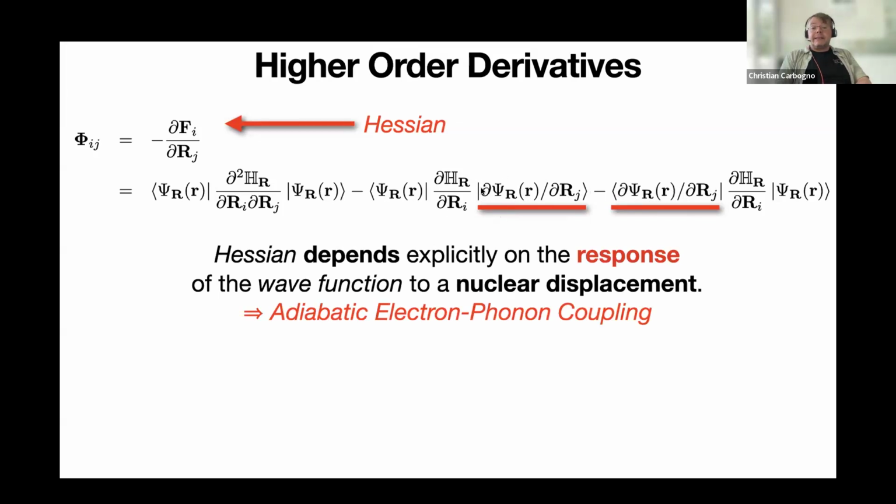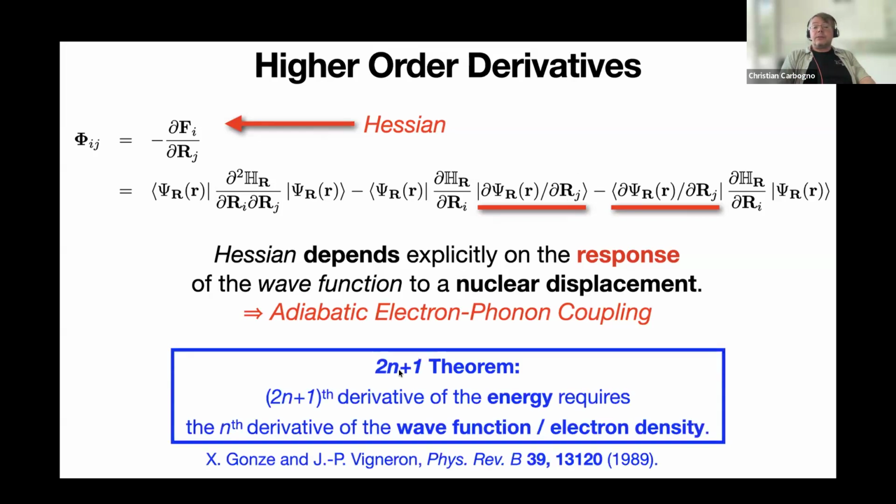And we have to explicitly calculate the derivative of the wave function. This is called the response of the wave function to a nuclear displacement. It is also called electron-phonon coupling. And you can play this kind of derivation in a more general fashion, and then you arrive at the so-called 2n+1 theorem, and that tells you that if you want the 2n+1 derivative of the energy, you need to calculate the nth derivative of the wave function or the electron density.